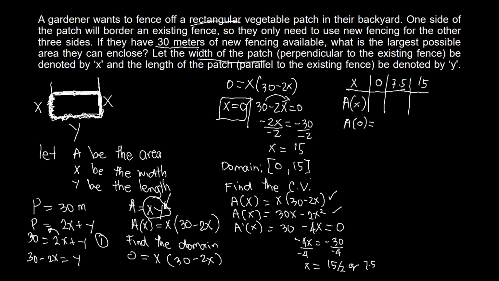So using the first one, we replace x with 0 times 30 minus 2 times 0. That will be A of 0 equals 0. Then we go for finding another value, which is the area where x is 7.5. That will be equal to 7.5 times 30 minus 2 times 7.5.